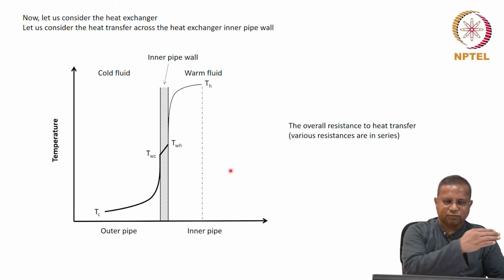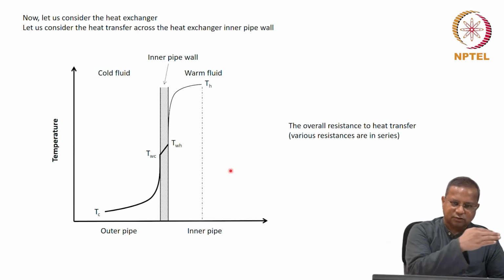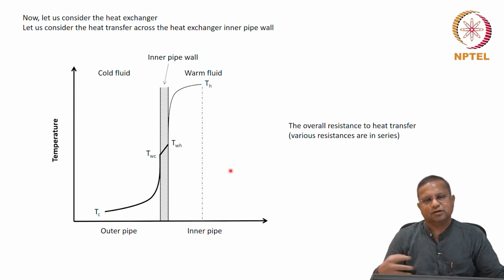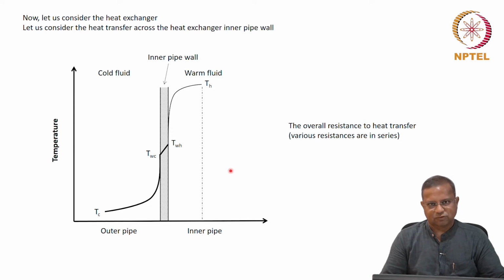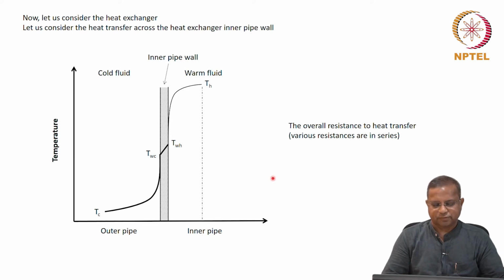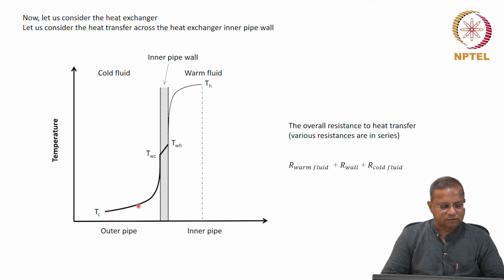So the heat transfer problem has been brought down to a conductance across a series of resistances. We are converting it into an equivalent problem because we can add resistances and use those principles. The main resistances here are the resistance due to the warm fluid, the resistance of the wall, and the resistance of the cold fluid, taken in series, and therefore you could add the resistances.